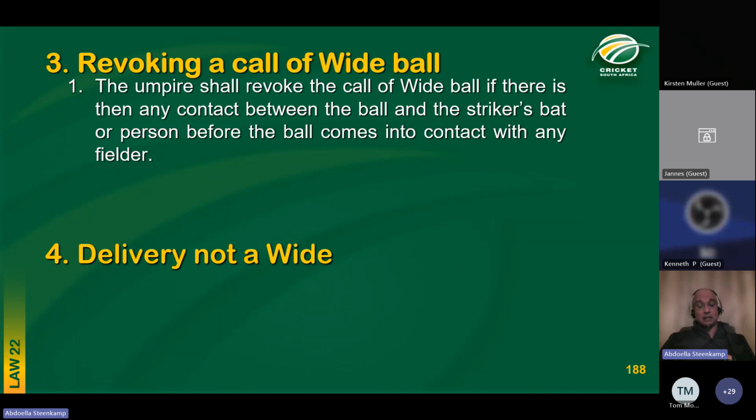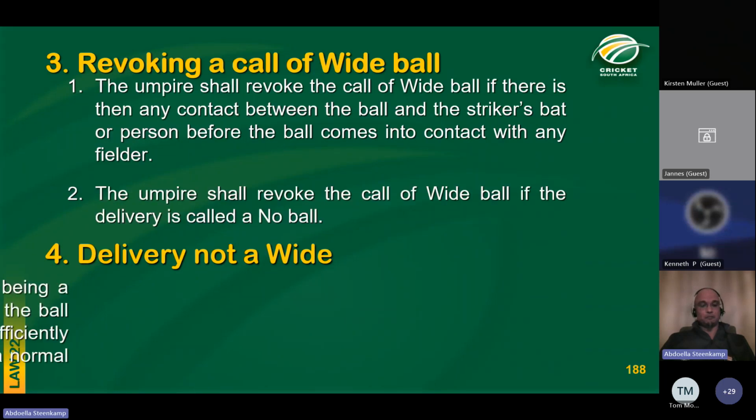Point number 3 is the mistake that I made. I called wide too early, and then there was contact with the bat. Then I had to revoke my call of wide. That's why you don't want to revoke calls of wide. Rather delay it, wait till it passes the striker's wicket, then call the delivery.